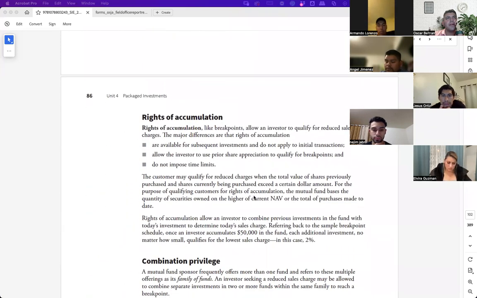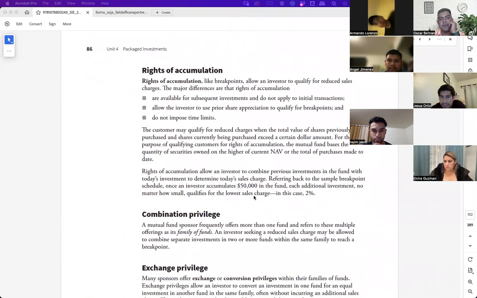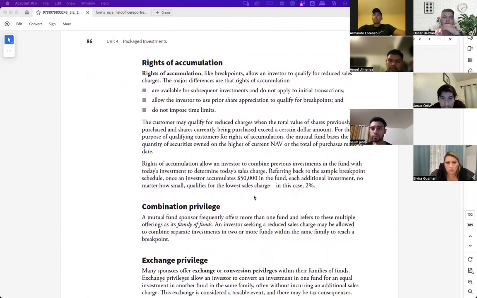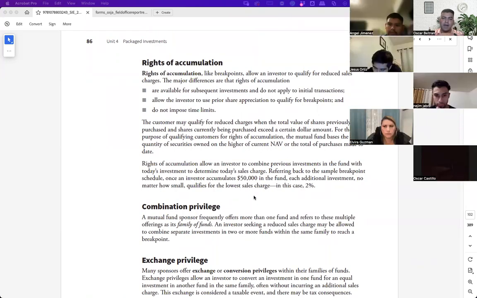And then rights of accumulation means that throughout the years, you're going to be investing more and more, and then you can actually get to those next breakpoints. Okay, very simple. And then rights of accumulation is only valid within the same fund family. So a fund family can be Fidelity, Franklin. So if you have everything with Franklin, you're going to get that rights of accumulation faster.